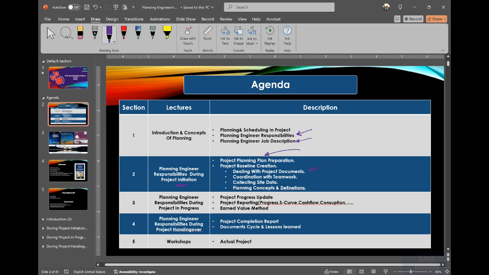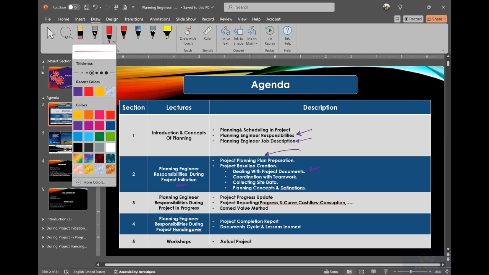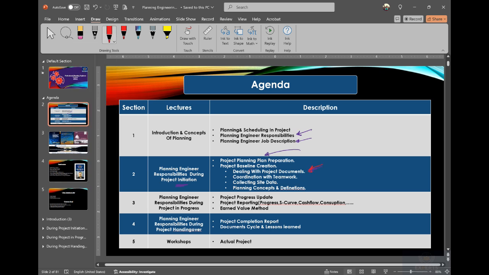How can we deal with project documents, what are the project documents, and what will we do with them? Then coordination with the teamwork: how can the planner deal with quality control, execution, project management, procurement, and so on. We'll also understand how to collect the site data, which is very important, because most people neglect how to deal with the site data and how to clear the data coming from the site.